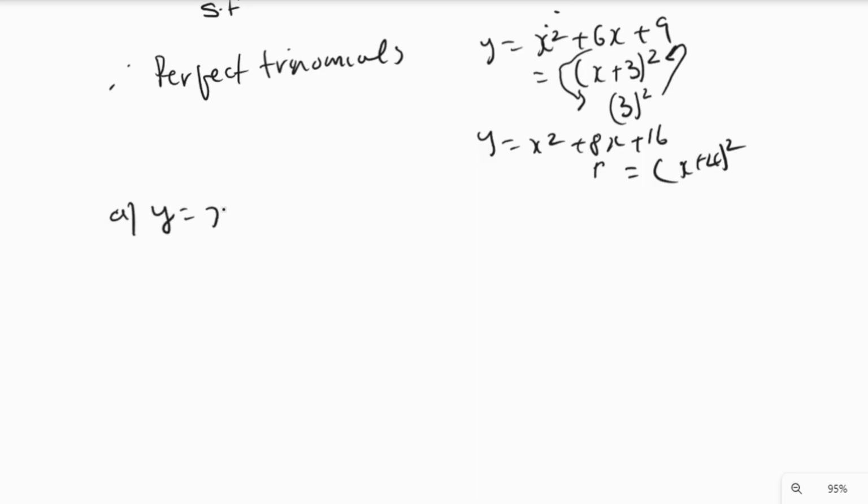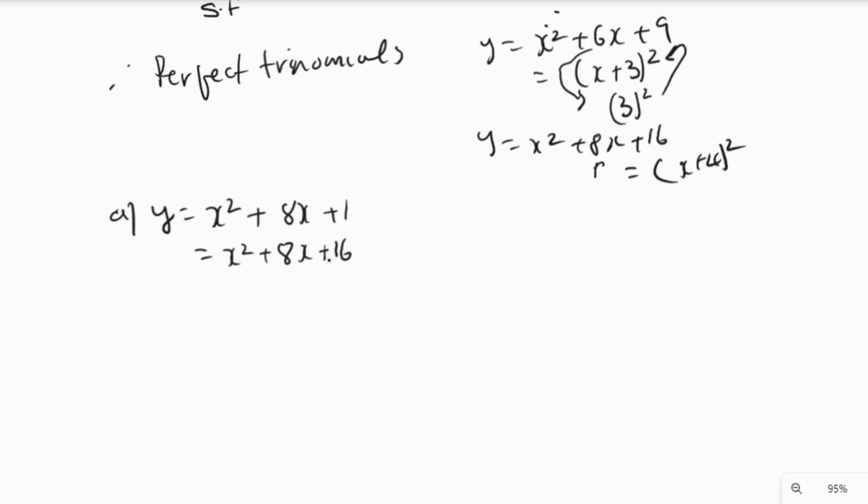So let's say y equal to x squared plus 8x plus 1. So first of all, my condition for completing the square is the coefficient of x squared must be 1. Coefficient of x squared must be positive 1. So in this case, I say x squared plus 8x. Half of 8 is 4. 4 squared is 16.